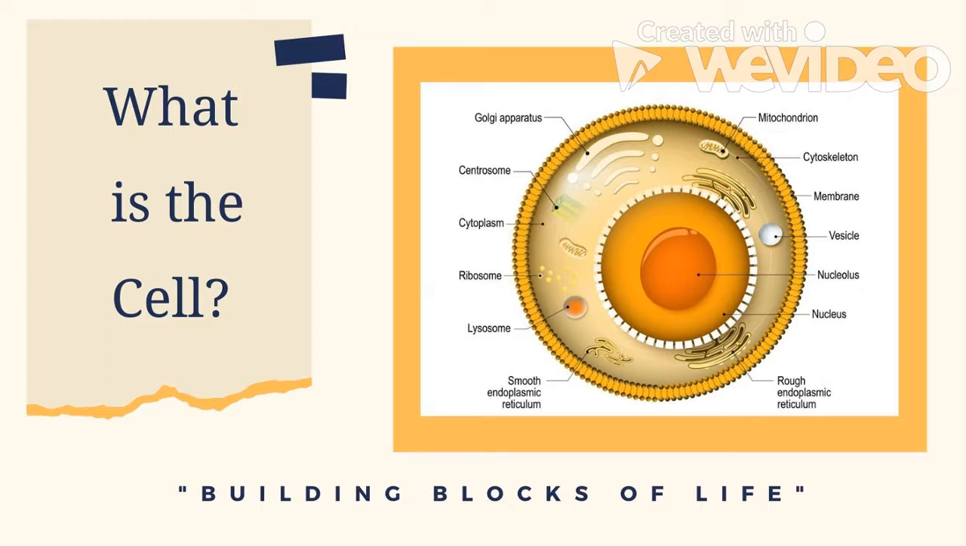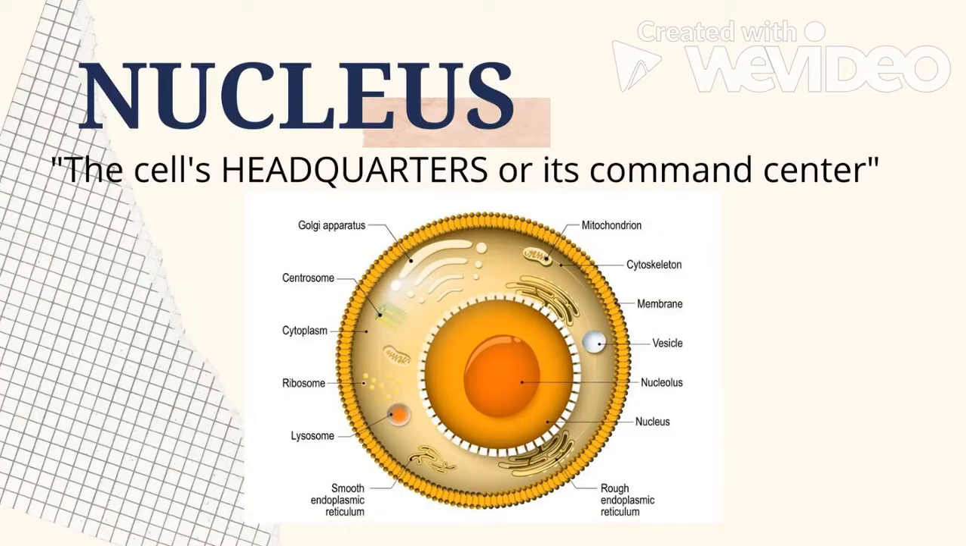As you can see in the illustration, it will be the nucleus. In the illustration, the nucleus is the lighter orange part in the middle of the cell. So the nucleus is the cell's headquarters or its command center. There is normally one nucleus per cell, but this is not always the case. In some skeletal muscle cells, for instance, they have two.